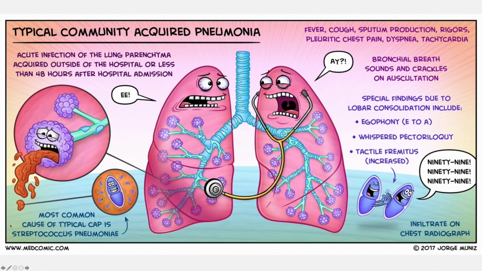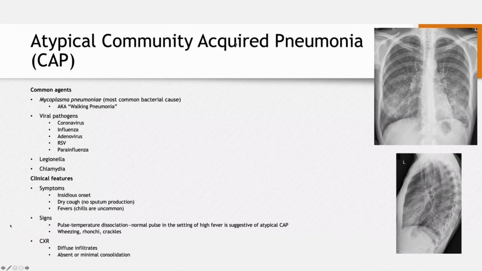So again, I love MedComic. I think it's an easy bird's eye view to kind of figure out different conditions. And you can see all the little things that we've just talked about with typical community-acquired pneumonia. So we just talked about typical community-acquired pneumonia. Now we're going to talk just briefly about atypical community-acquired pneumonia.